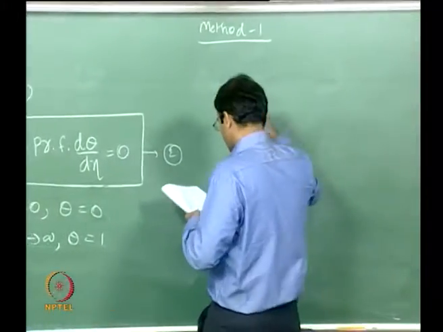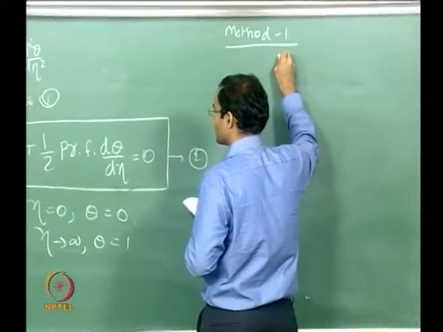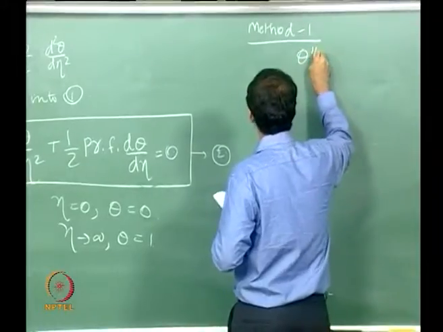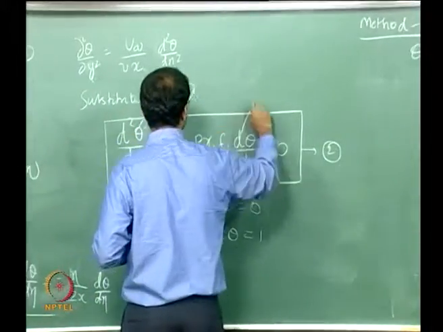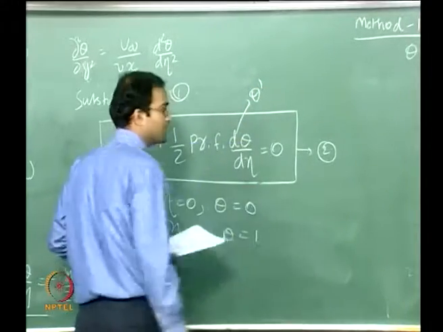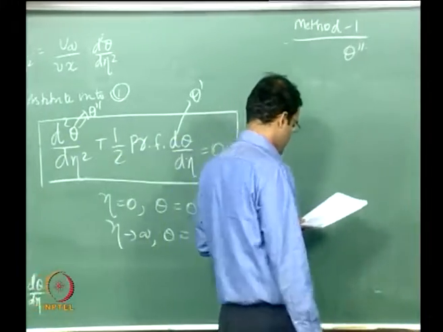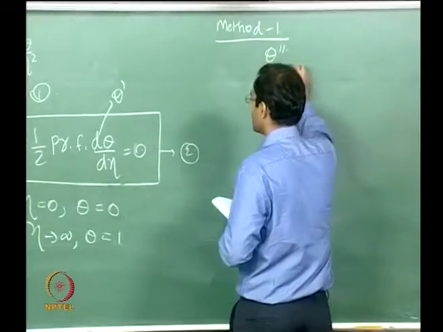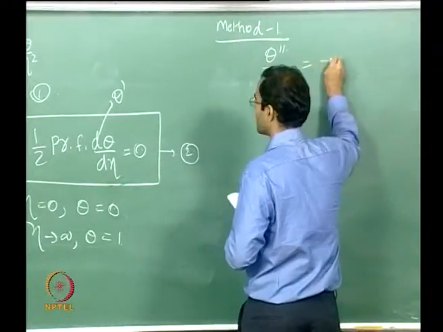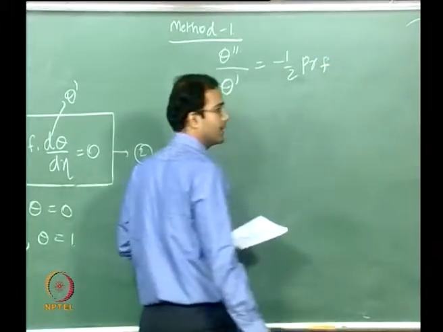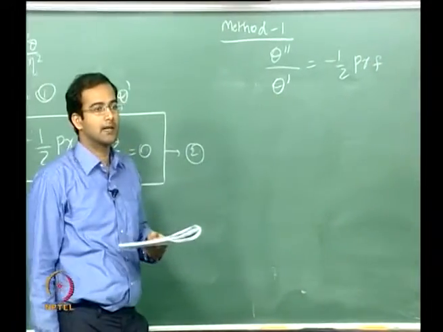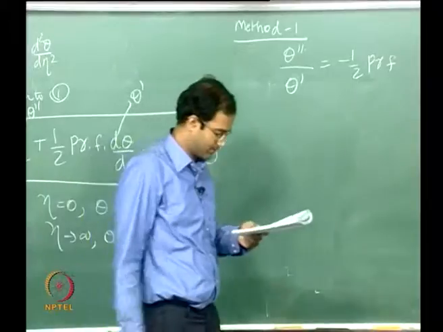So I can write this in my convention which I am more familiar with. I am writing theta double prime and this as theta prime, just like I used f double prime and f prime. So this is theta double prime by theta prime should be equal to minus half Pr into f. I am just rewriting the similarity equation.